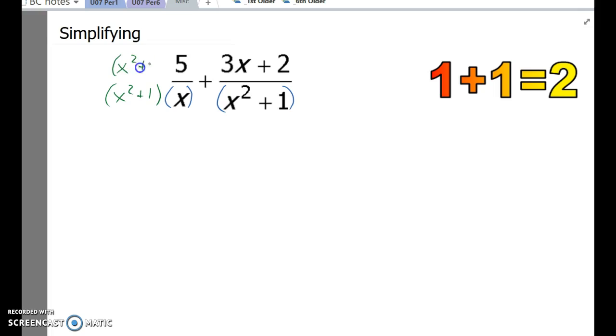But since I multiplied the denominator, I do the same to the numerator, because then I'm not actually changing anything, because I'm multiplying by 1. That was my cat meowing. Hi, cat.